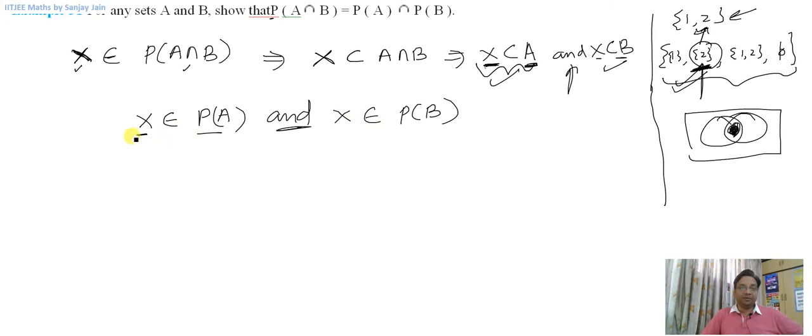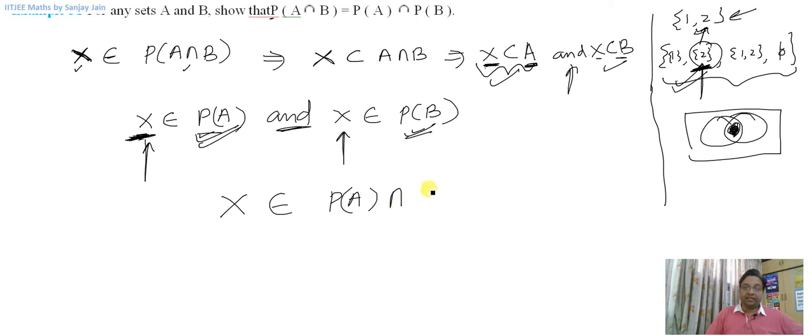Now if something belongs to the power set of A and the power set of B, what it means is that this is acting as an element. So this element, that is capital X, is common to this set and this set. That means it belongs to their intersection. That means X belongs to the intersection of the power set of A and the power set of B.